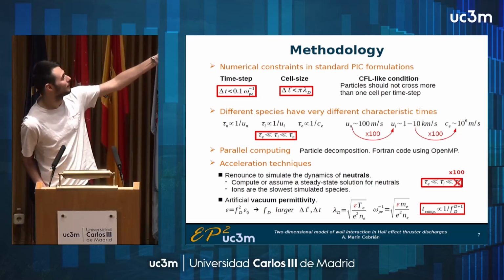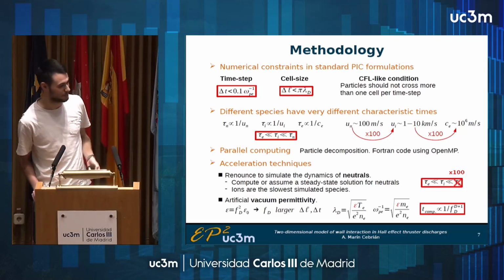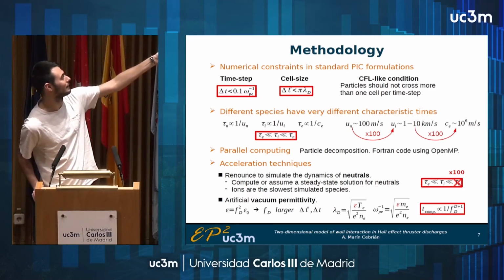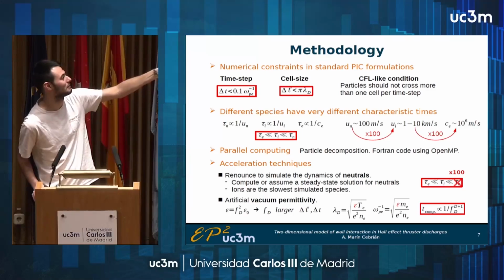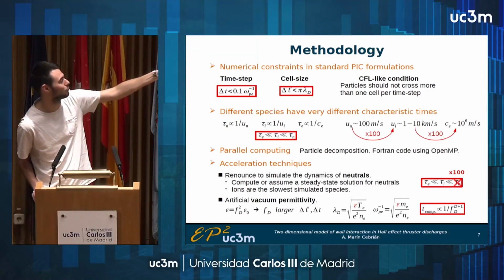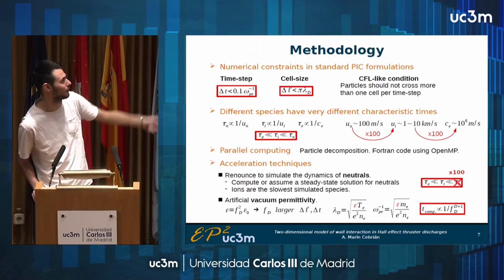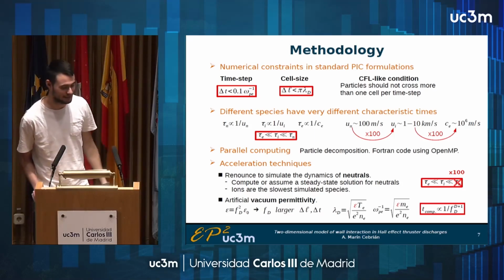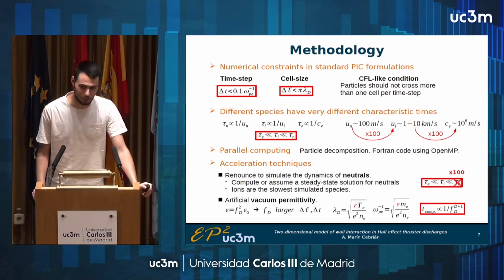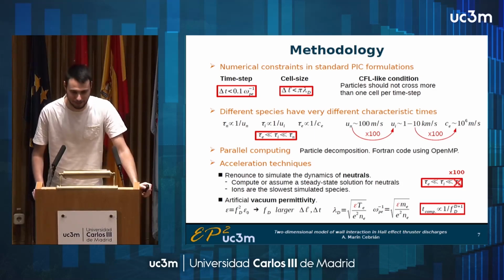Then we have different time scales of the different species in the plasma. So we have here that the electrons are much faster than the ions, and these are much faster than the neutrals. And in the end, there is roughly 2 orders of magnitude between the dynamics of one and the other. So in the end, it is very challenging to compute the solution of this plasma as it is.